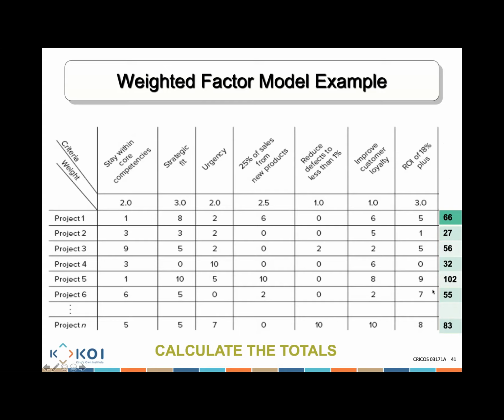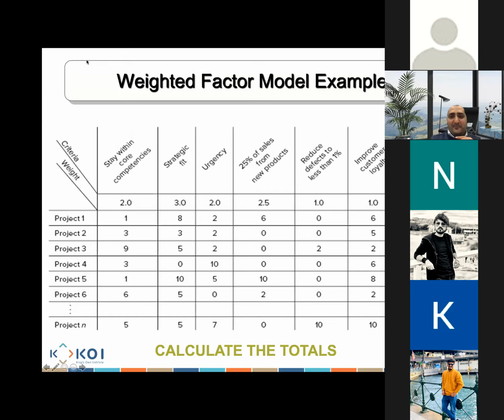So based on these totals, guys, which project is the best for my organization? Yes, I can see Shrisi saying project 5 is the most important. That's 100%. It's going to give me the most value, followed by project N, followed by project 1, and so on. And that's how we calculate the multi-weighted factor model. Does that make sense, my friends? Is that clear? Yes?